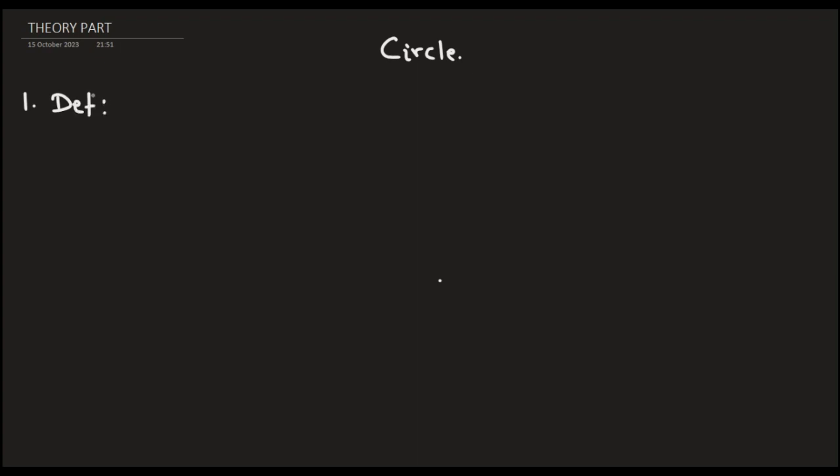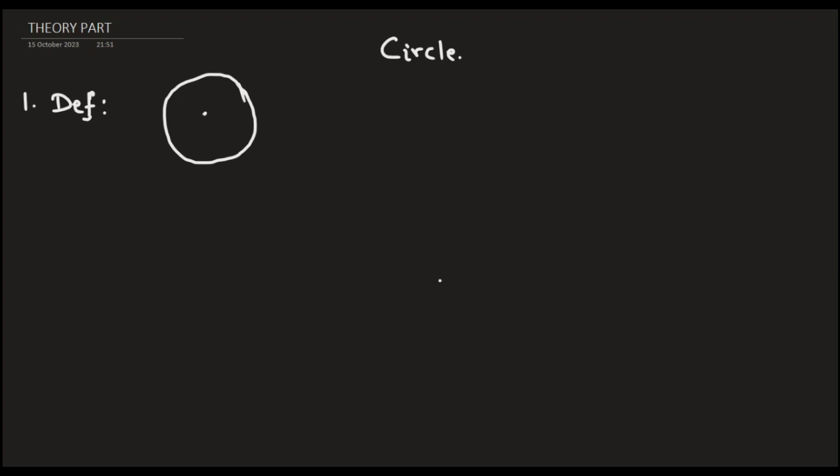So circle is defined as a locus of a point which moves in such a way so that its distance from the fixed point is always fixed. So if we have a point like this P which moves in such a way so that its distance from a fixed point is always fixed, then the locus of the point is known as the circle.